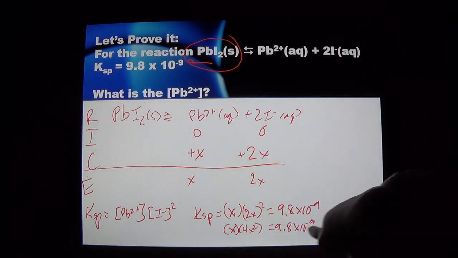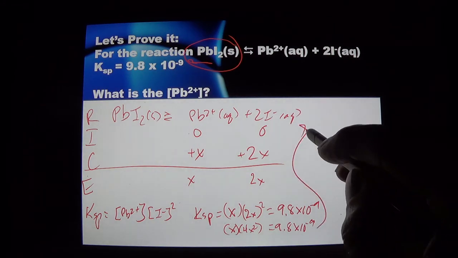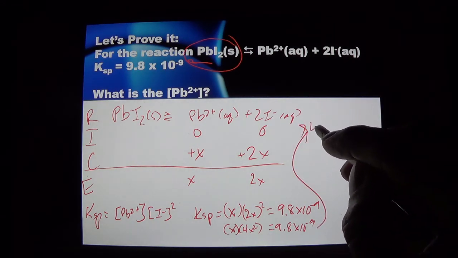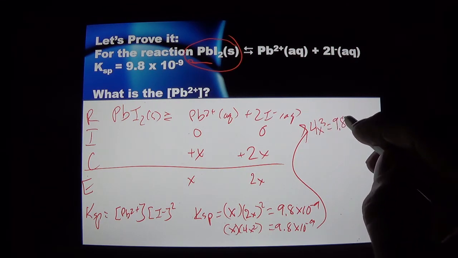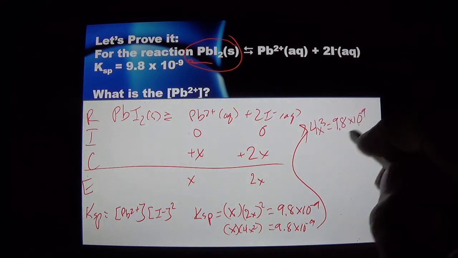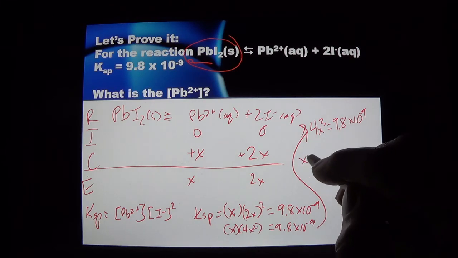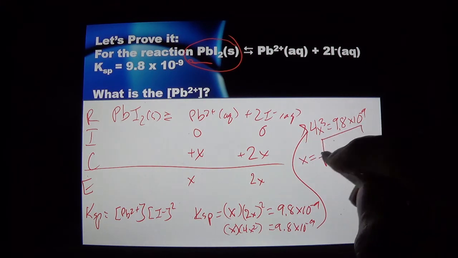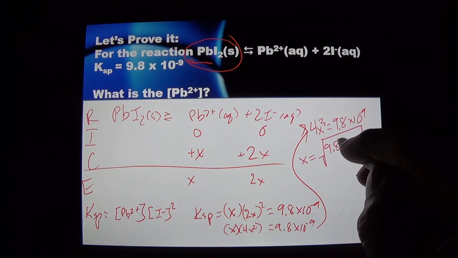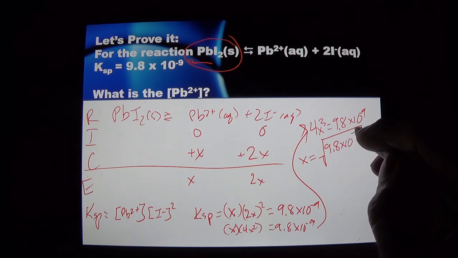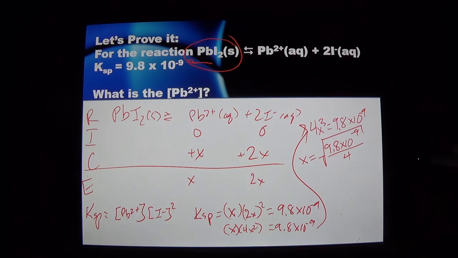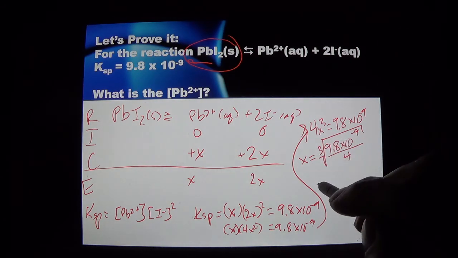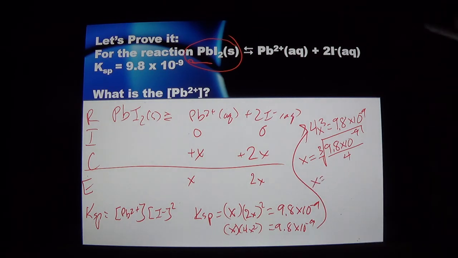Anyway, I'm going to take this equation up here because I'm running out of room. So I now have 4x cubed equals 9.8 times 10 to the minus 9. Before I grab my calculator, I'm just going to write it all out so I can type it all once into my calculator and be done. So 9.8 times 10 to the minus 9, I would divide that by 4 first. Then I would cube root everything, and I would get x.